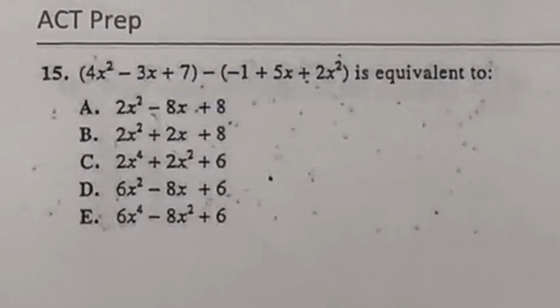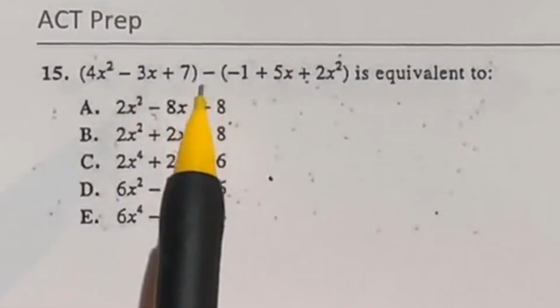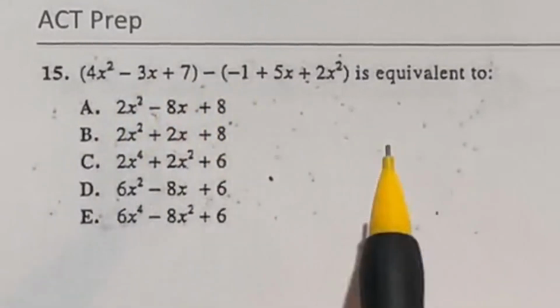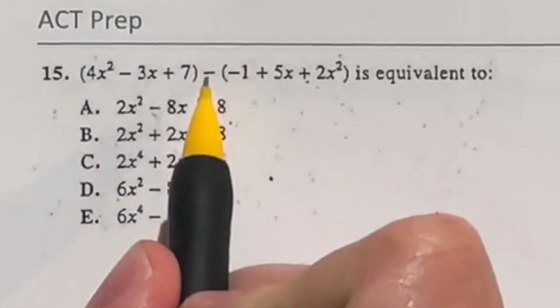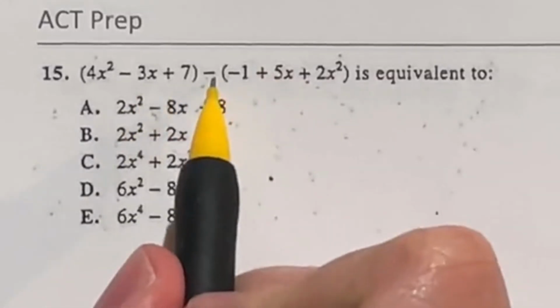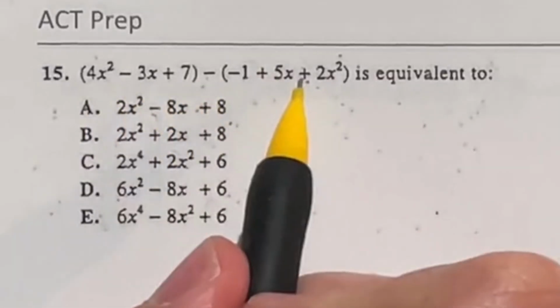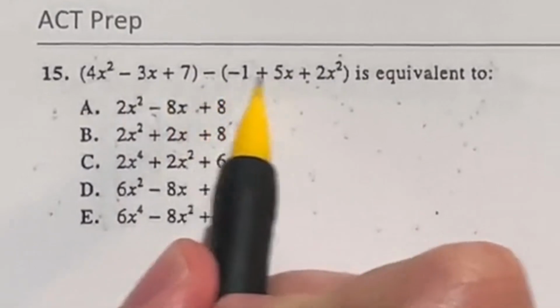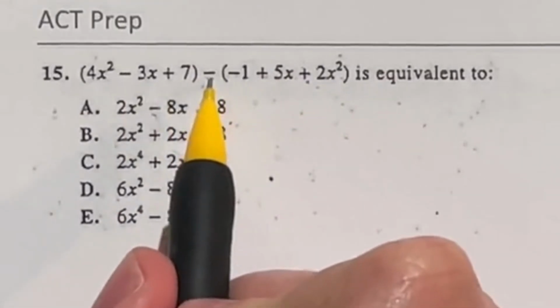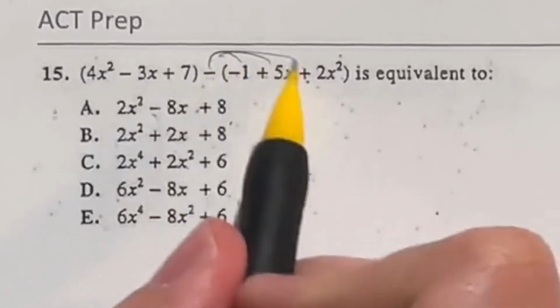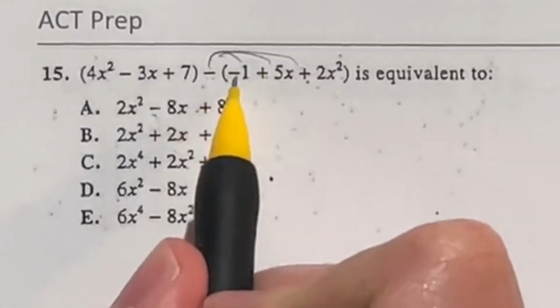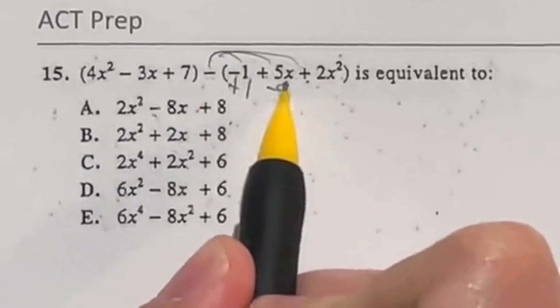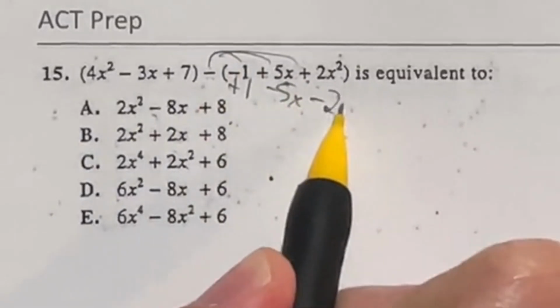So a lot of times kids see two sets of parentheses and they automatically think that they're multiplying these out or something. But in this case, we're actually just subtracting the two terms, which means I'm just going to go ahead and combine like terms here after I distribute this negative to everywhere inside of here. So first off, distributing the negative just switches the signs of each term. So it's going to become a positive 1, a negative 5x, and a negative 2x squared.